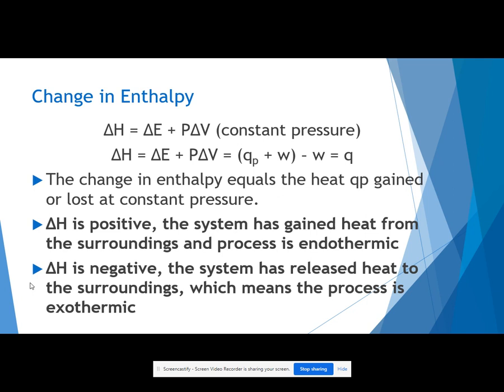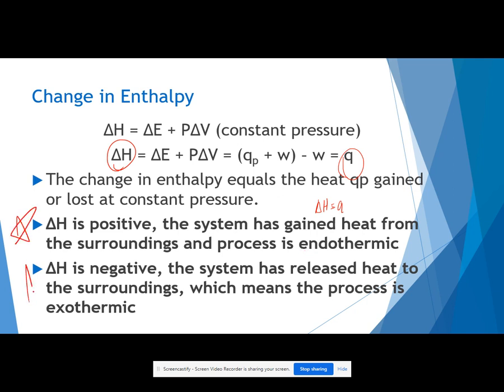So again, remember enthalpy is delta H, and we can get delta H equals delta E plus P delta V. And then we can actually change that to delta H equals Q. So change in enthalpy usually equals the heat Q_P gained or lost at a constant pressure. So one thing to write down here is delta H typically equals Q, the heat gained or lost.